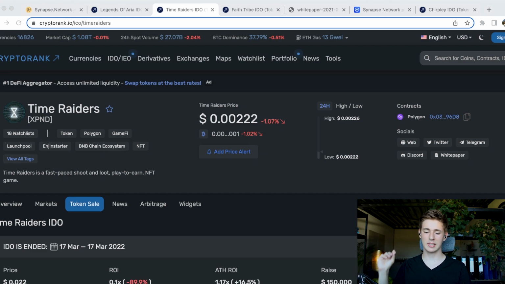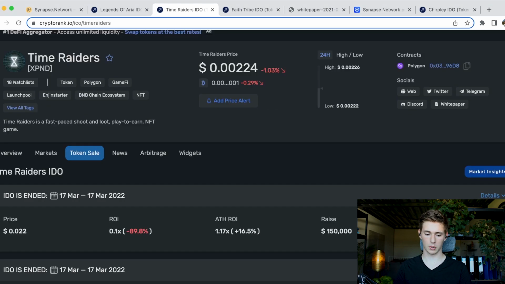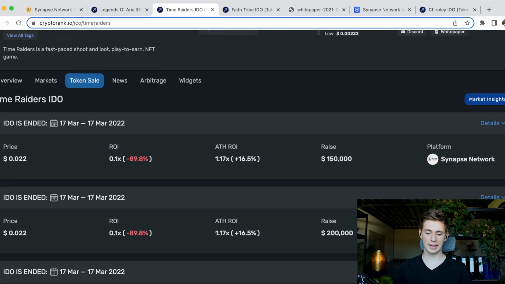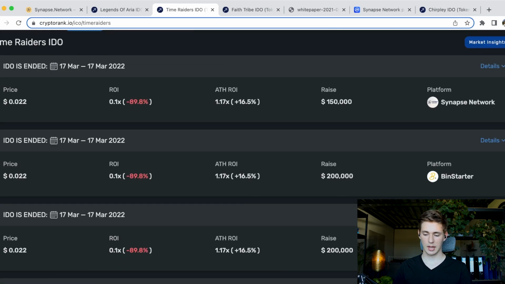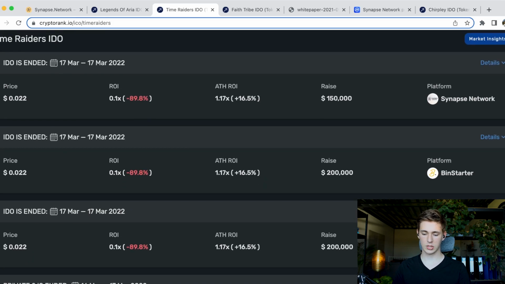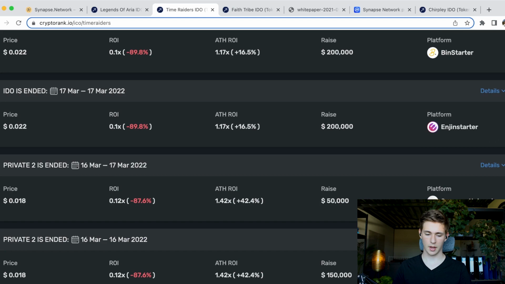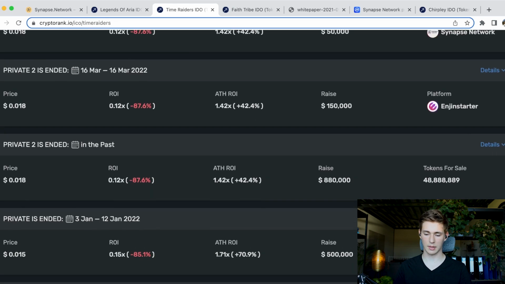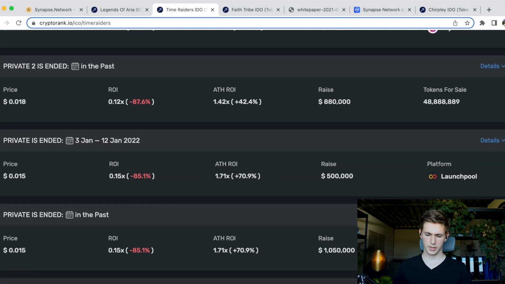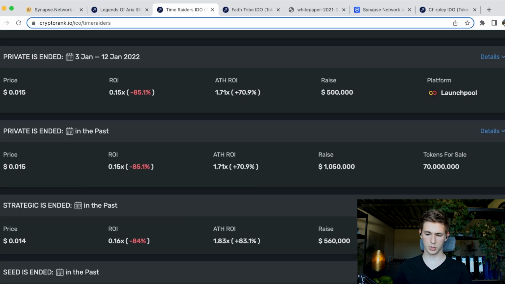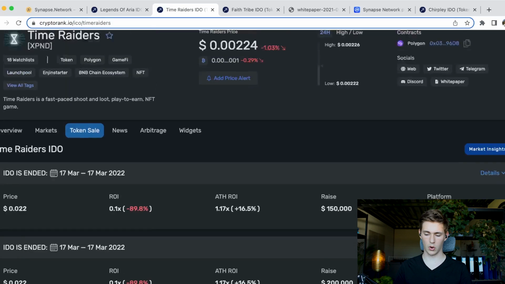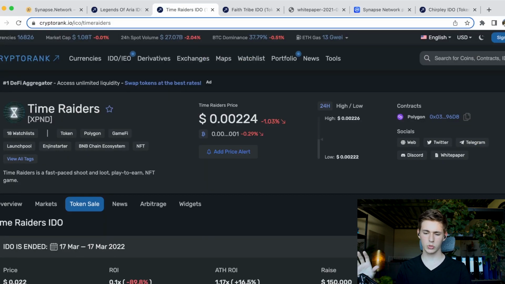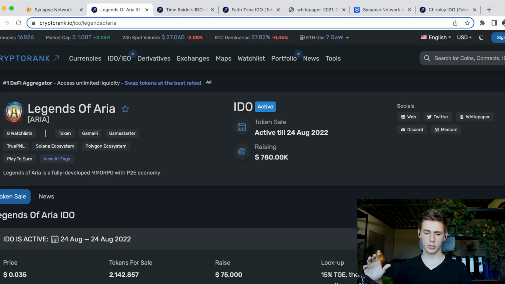And this was definitely a very bad project for the Synapse Network, right? They shouldn't have launched this. It was very bad. It just dumped after the TGE. And yeah, the raise, as you can see, is quite a bit smaller than the other launchpads. So Bin Starter raised 200k, Synapse only 150, Engine Starter also 20k. Here in their private 2, they raised 50k. Okay, so together they raised 200k. But yeah, for instance here, Launchpool raised 500k. So overall, right, Synapse Network has smaller pools, and they do have good projects, but they also have bad projects.